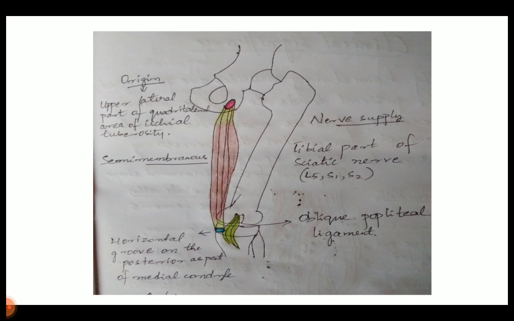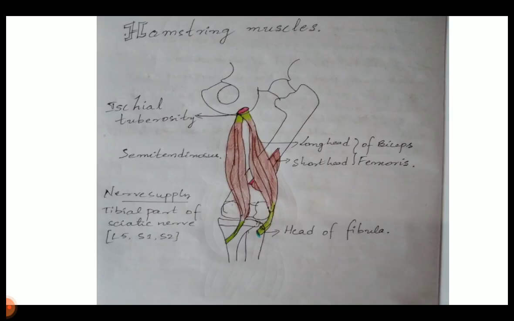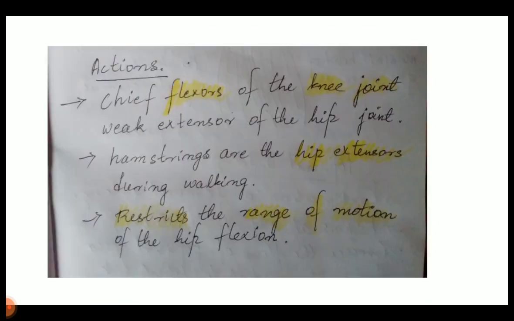We can see that both have the same nerve supply and the same origin, that is the ischial tuberosity, and are inserted on the tibia. Nerve supply is from the tibial part of the sciatic nerve. And the actions: these muscles are the chief flexors of the knee joint and they are weak extensors of the hip joint. Hamstrings are the hip extensors during walking. They restrict the range of motion of hip flexion.